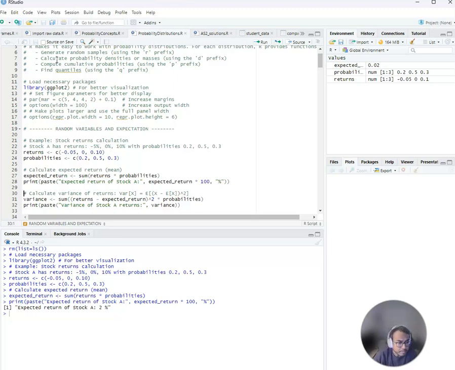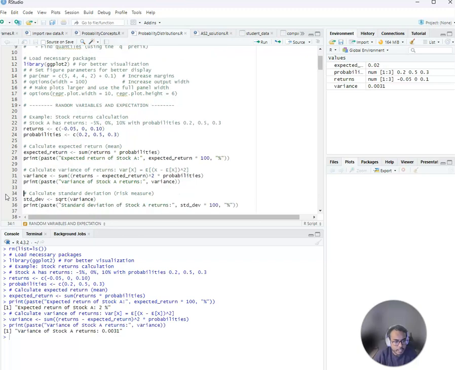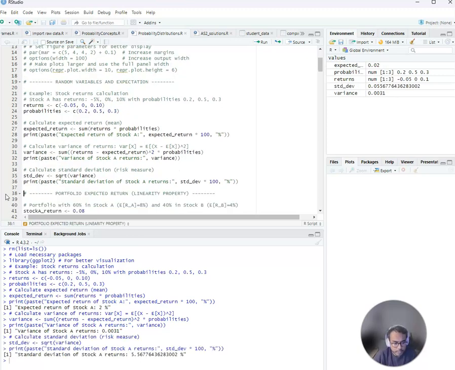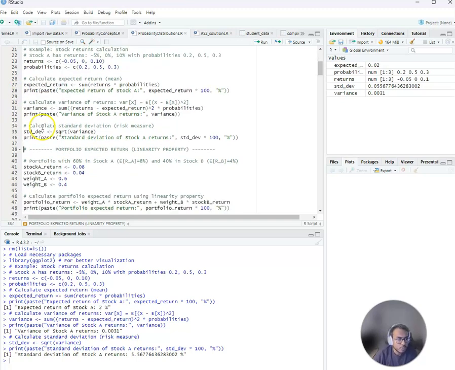in theory. We can also calculate the variance of the return, which is Var(X), using this expression: E of (X minus E of X) whole squared. So the variance is 0.0031%. We can also calculate the standard deviation, which is a measure of risk, which is the square root of the variance. So this is the simple expectation operator.